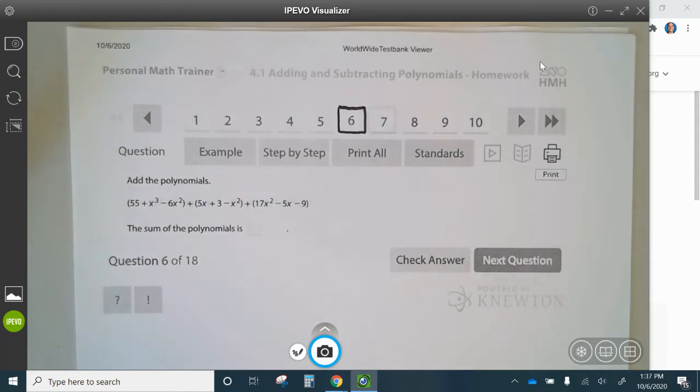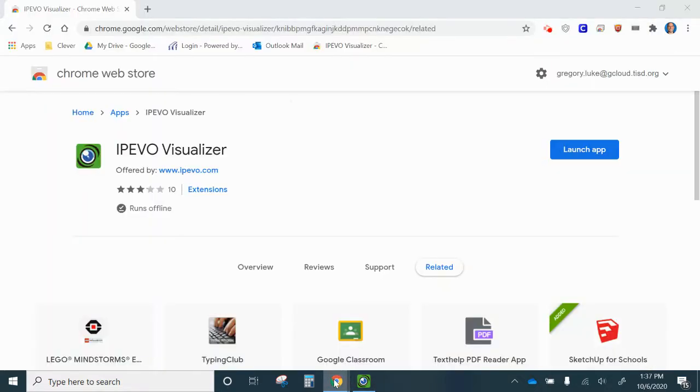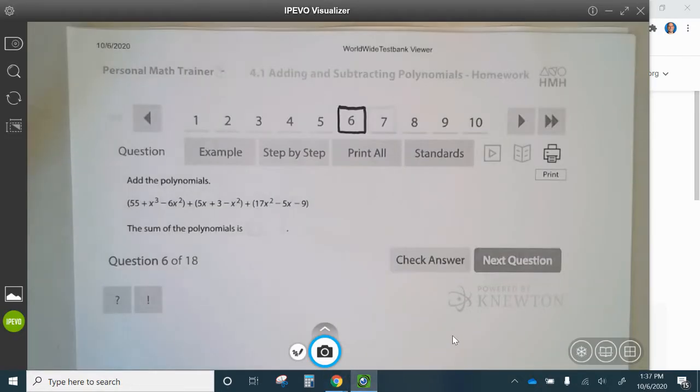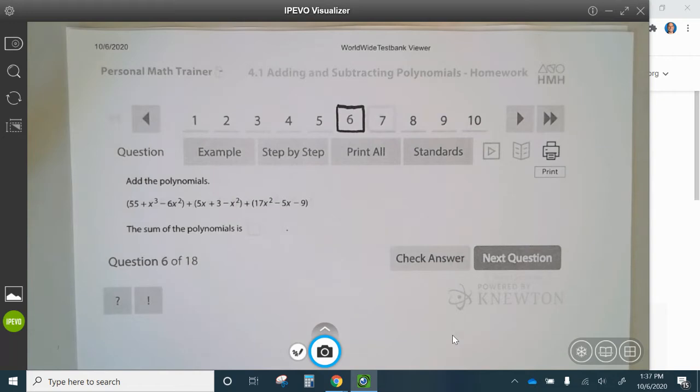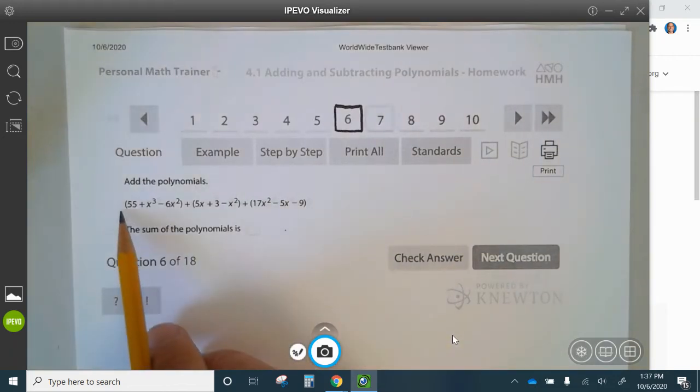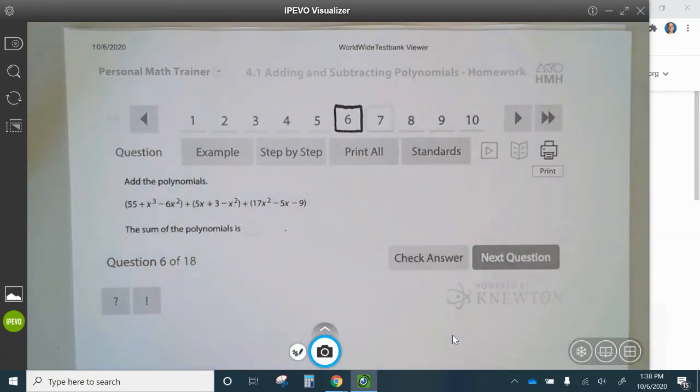All right, question number 6. Add the polynomial. Again, there's just a 1 in front of each of the parentheses, so we can ignore the parentheses. Okay, so now we start to combine terms. Let's look for the highest exponent.